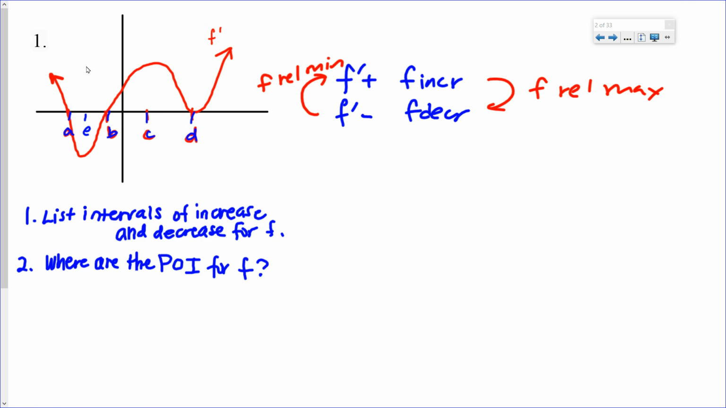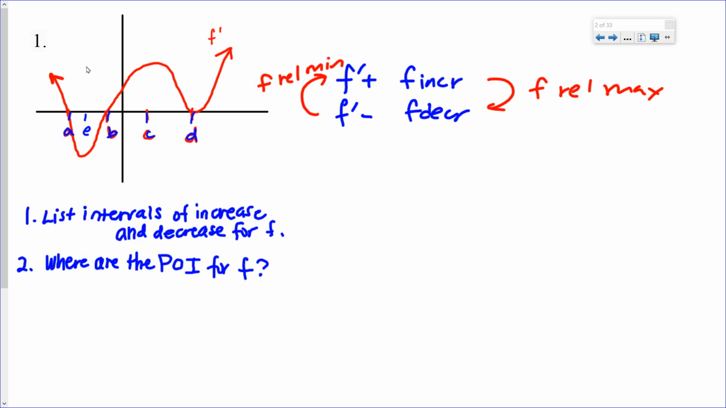Okay, so here's the first question. Where is f decreasing? Okay, so f is decreasing when f prime is positive. No, negative. Sorry, negative. So let's look at this. Where is f decreasing when f prime is negative? Where is f prime negative? Like from what x number to what x number? From A to B. Is everybody good with that?